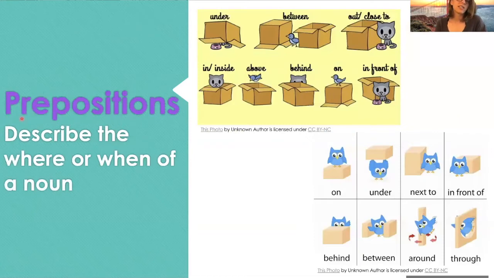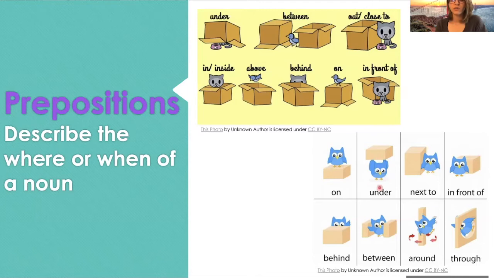And our last one is prepositions. Prepositions describe the where or when of a noun. So this cute little cat picture describes where the cat is. It's underneath, it's between, well, the bird is between. It's out or close to, in or inside, above, behind, on or in front of. And there are a few more.